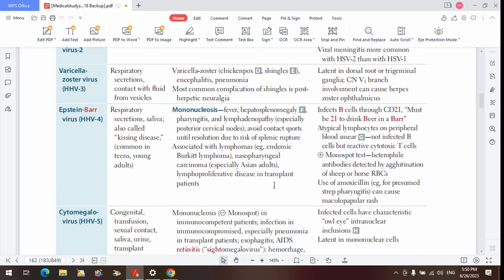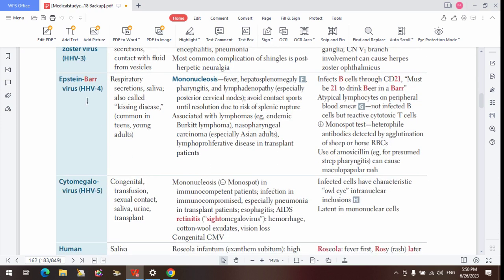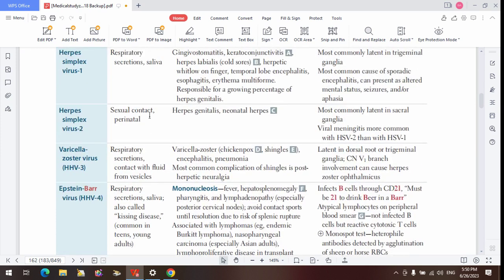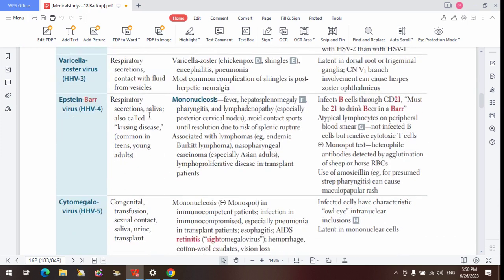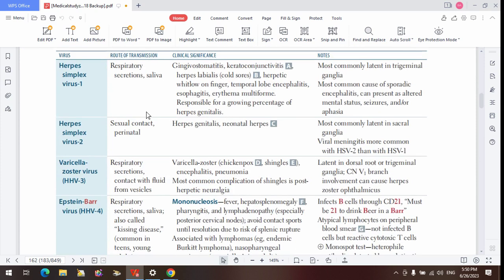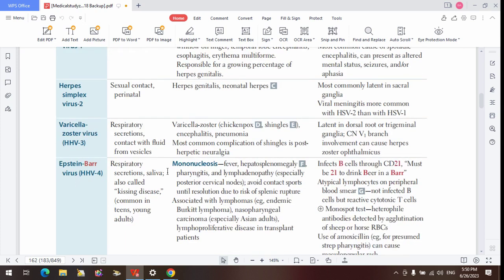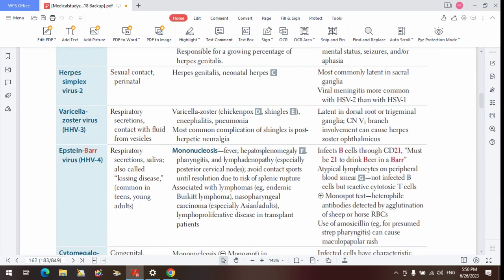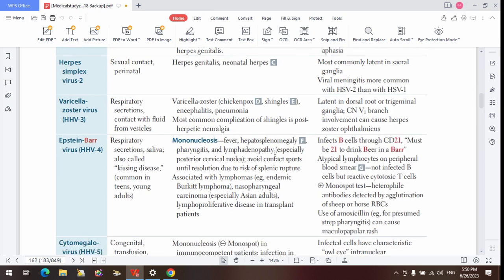Okay. So Epstein-Barr, we said the mode of transmission for Epstein-Barr is just the same as herpes simplex virus 1: respiratory secretions and saliva. People that are kissing, so that's why they call it kissing disease. What you want to watch out for with Epstein-Barr is infectious mononucleosis. Very high yield. How would they present? There's fever, sore throat, lymphadenopathy, particularly affecting the posterior cervical lymph nodes, and hepatosplenomegaly. If you have not mentioned hepatosplenomegaly, you have not said anything.